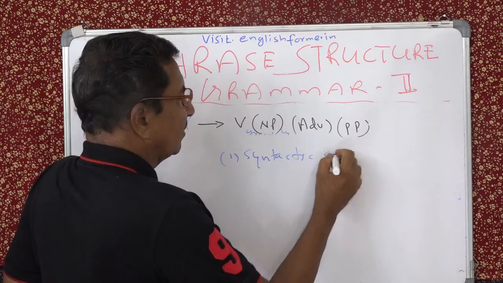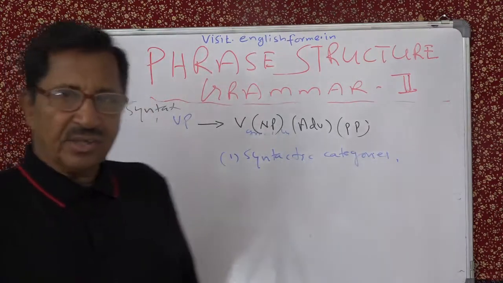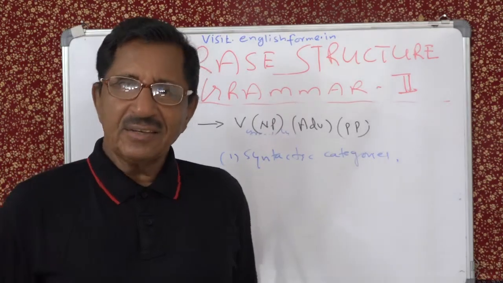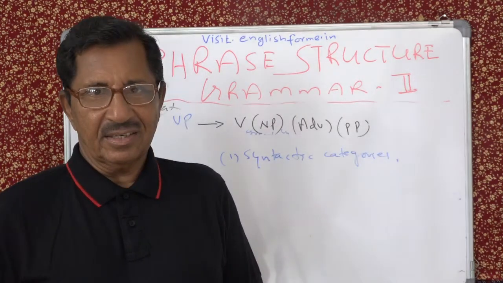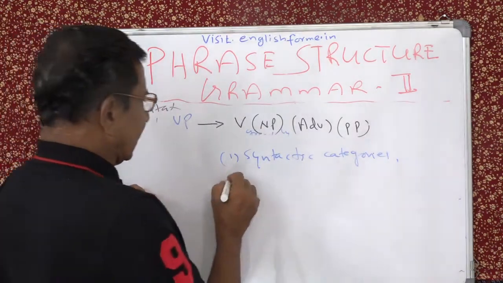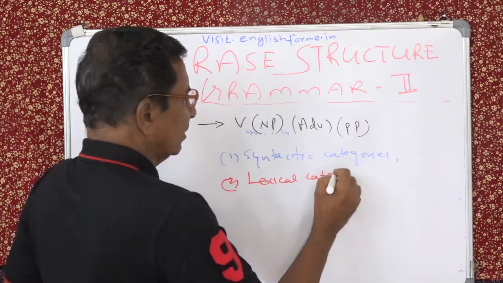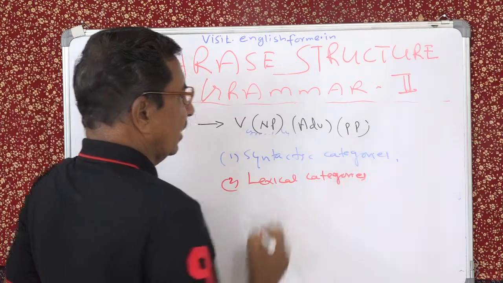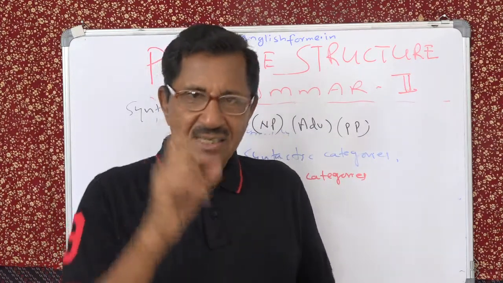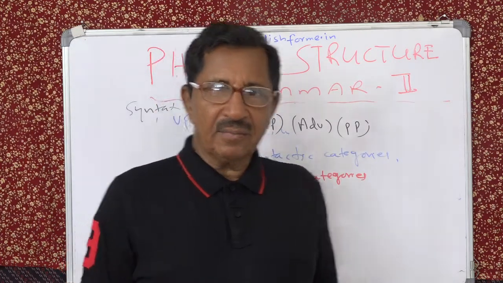Syntactic categories. Syntactic categories are, as we have already seen, noun phrase, verb phrase, adjective phrase, adverb phrase, prepositional phrase. These are syntactic categories. Understand? And the other is lexical categories. What do lexical categories mean? Word categories. That is, what do you find in the lexicon, the dictionary? You find words. What are the words? Like Hamlet says, words.